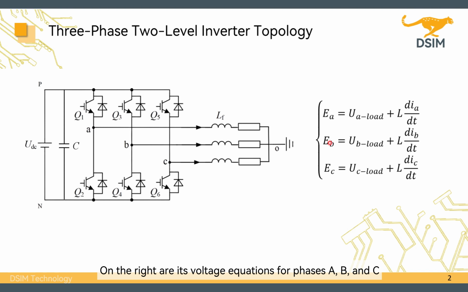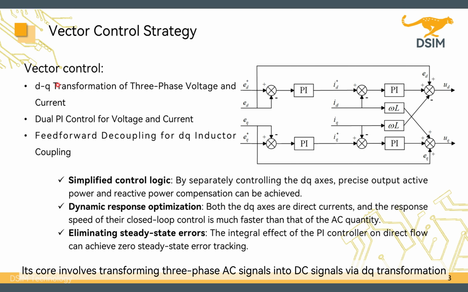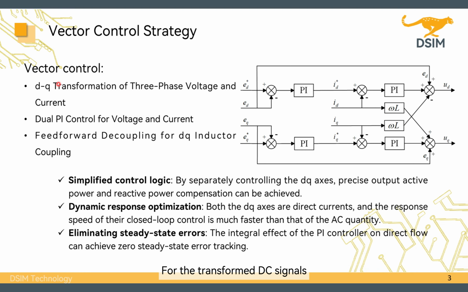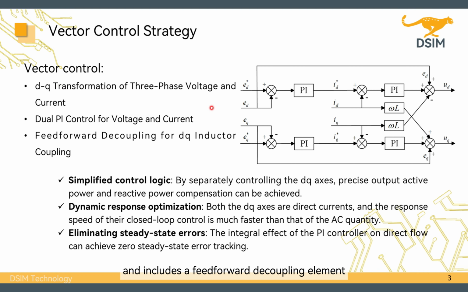On the right are its voltage equations for phases A, B, and C. To achieve precise inverter control, vector control is adopted. Its core involves transforming three-phase AC signals into DC signals by DQ transformation. For the transformed DC signals, dual-loop voltage and current control is used to maintain control accuracy, and includes a feed-forward decoupling element to avoid inductive coupling interference. As shown on the right is the closed-loop control block diagram.